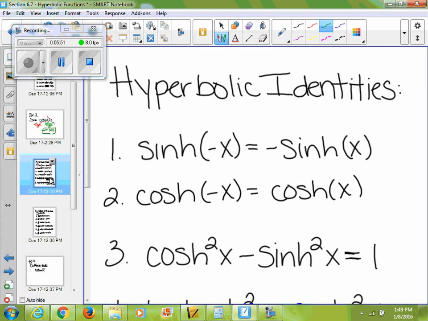For the third identity, the hyperbolic cosine squared minus the hyperbolic sine squared is going to equal 1. For number 2, it doesn't matter if the x is positive or negative. You'll just evaluate it as a positive. That's what that means.